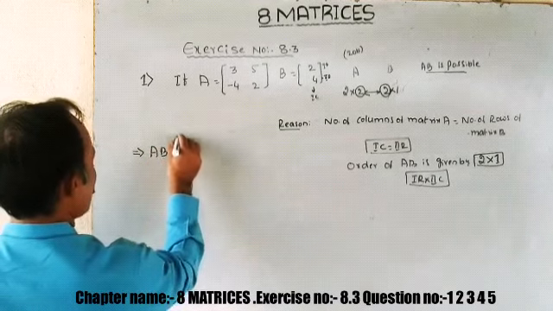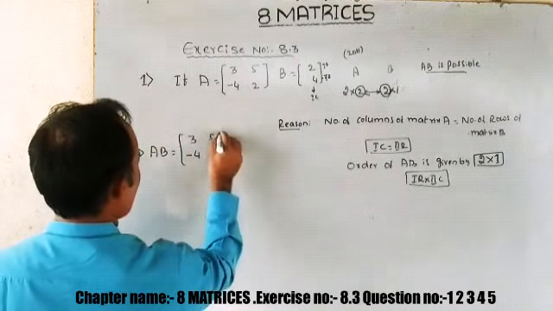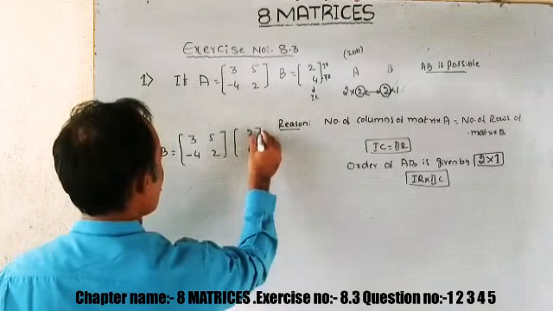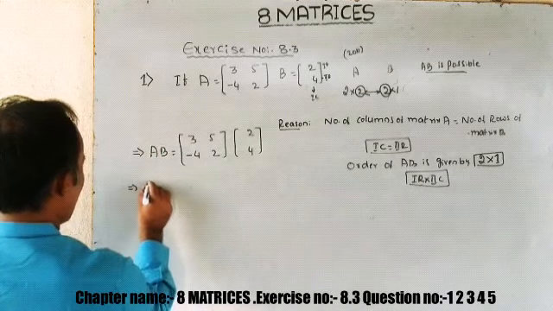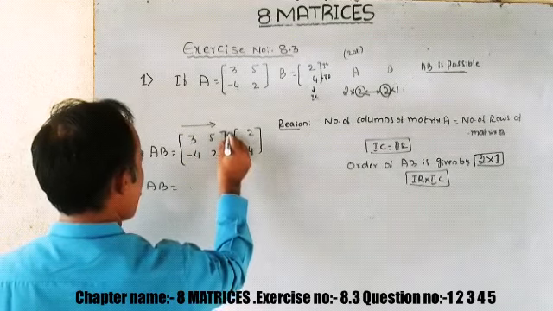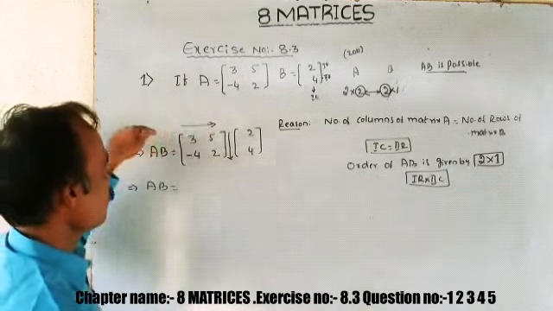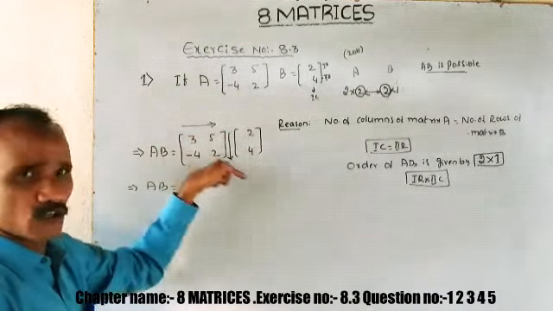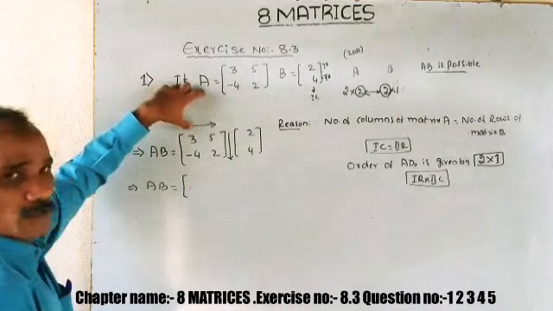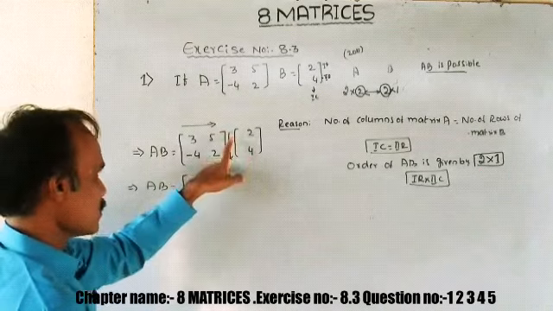So AB is equal to 3, 5, minus 4, 2, and B, that is 2, 4. Before going to find AB, put an arrow mark like this. So here also put an arrow mark like this. This is the rule. Move forward: forward means row elements. Down means column elements. In the first matrix, consider only row elements. In the second matrix, consider column elements.